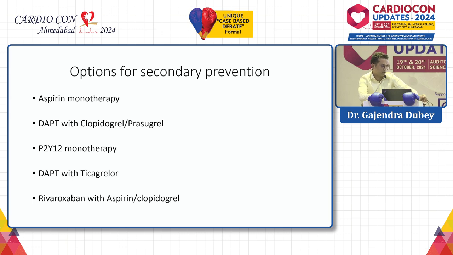So what are the options? Aspirin, definitely, is to be continued lifelong. The other option is DAPT with clopidogrel or prasugrel, although there is no large scale data on continuing prasugrel beyond 1 year. Or it can be a P2Y12 monotherapy also, or DAPT with ticagrelor, or rivaroxaban with aspirin or even clopidogrel.